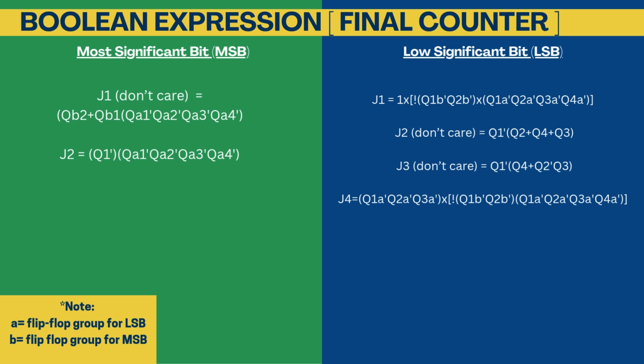The final counter logic combines both MSB and LSB expressions. This Boolean equation ensures that the LSB counts down from 9 to 0, the MSB decreases after every full LSB cycle, and the whole counter resets after reaching 0, 0. This design allows our counter to accurately count from 20 to 0 and restart automatically.